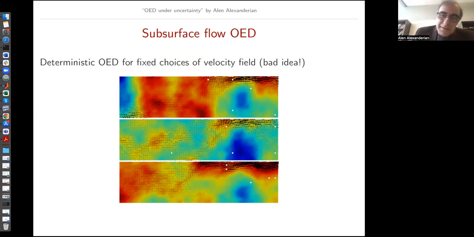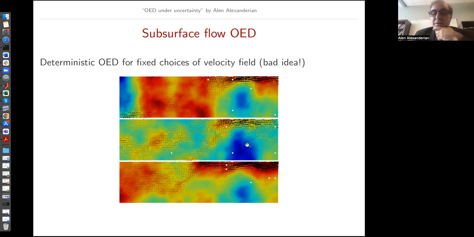Now, let's just do what I wrote as a bad idea. For each choice of velocity field, I just do a traditional OED problem. I compute an optimal design. As you see, I have different X's, if you wish, and we solve the sensor placement problem. And as you see, they're all over the place. So this doesn't sound like a very good idea because, well, if most of them were clustering in some places, maybe that's good, but it doesn't sound like a very good idea.